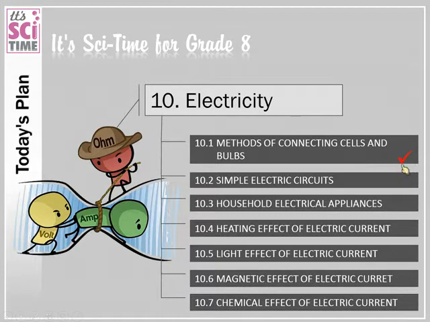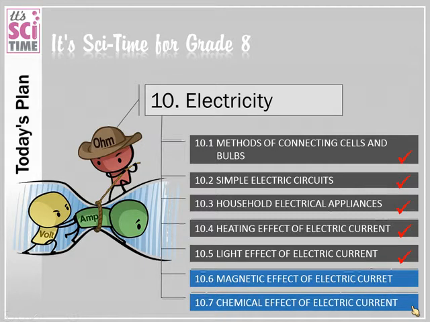First one, methods of connecting cells and bulbs, we completed. Simple electric circuits completed. Household electrical appliances completed. Heating effect of electric current completed. Light effect of electric current completed. Magnetic effect of electric current and chemical effect of electric current, these two topics we will finish up today.